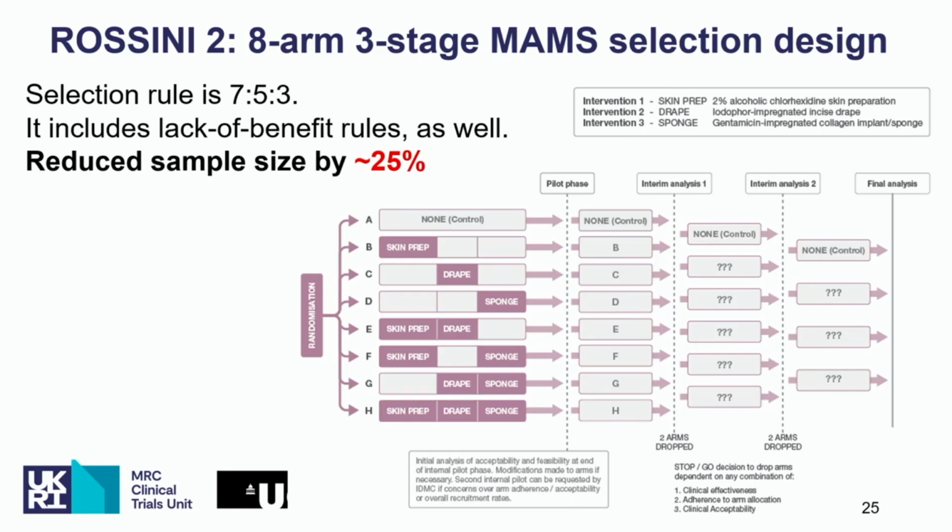Another example, which is much more complicated, and Tom is going to talk about that, is the Rossini 2 trial in surgical wound infection, where instead of 3 comparisons, we now start with 7 comparisons, and it has 2 selection stages, and it's run in 3 stages. The maximum sample size in this case is reduced by 25%, targeting the same power and significance and type 1 error. And this design also includes lack of benefit stopping boundaries.